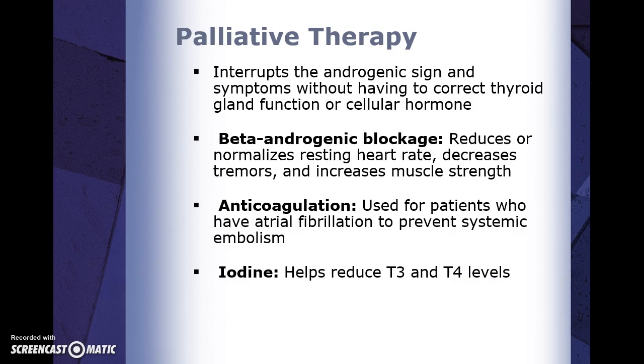The other therapy is palliative therapy. Palliative therapy interrupts the adrenergic signs and symptoms without having to correct the thyroid gland function or cellular hormone. Three kinds of therapy are used. Beta-adrenergic blockade reduces or normalizes resting heart rate, decreases tremors, and increases muscle strength. Anticoagulation is used for patients who have atrial fibrillation to prevent systemic embolism. And the other is iodine, which helps to reduce T3 and T4 levels in the blood.